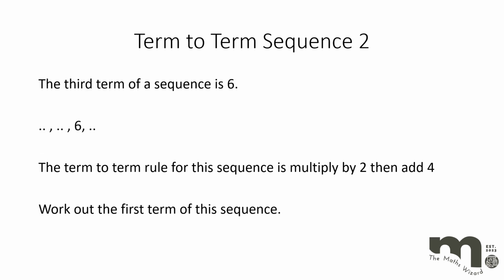Okay, let's have a look at a slightly trickier one though. On this particular sequence, you're told that just the third term is 6. We don't know anything else. And this time we're going to have to work backwards. You're told the term-to-term rule is multiply by 2 and then add 4, but we're going backwards to work out the first term. So think about how you would be able to reverse that rule. So pause your video and have a go.